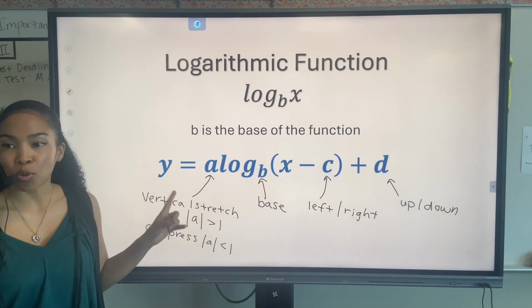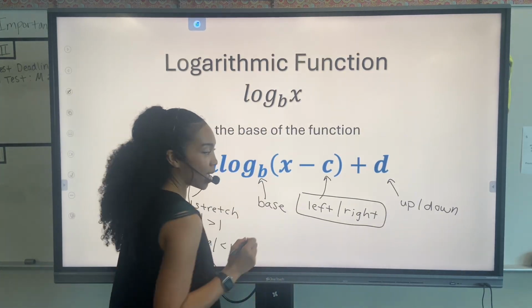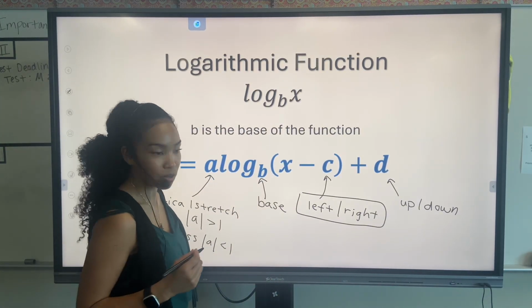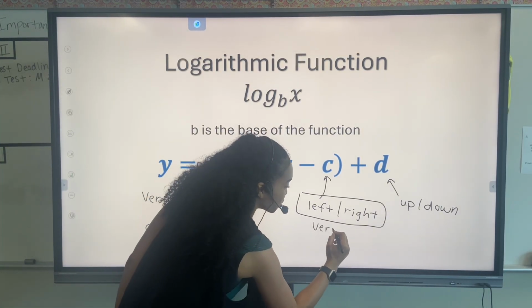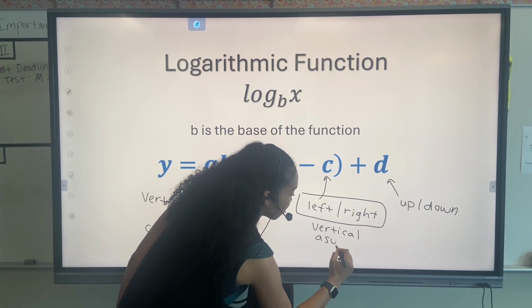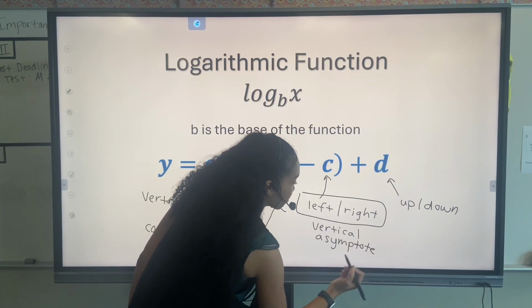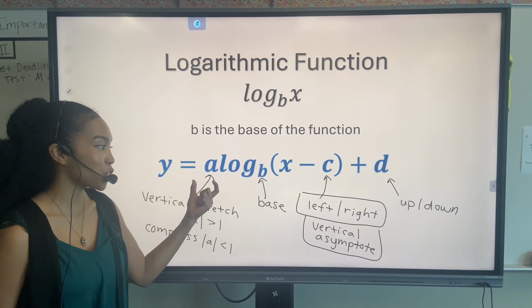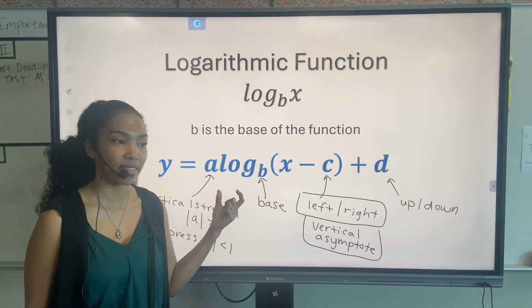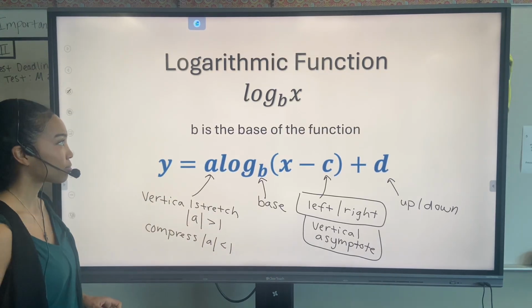Now, the most important one is the left and right movement, because that is going to affect your asymptote. You have a vertical asymptote whenever you have a log. Please write this down. If your log function shifts to the left or to the right, that is going to affect the vertical asymptote, okay?